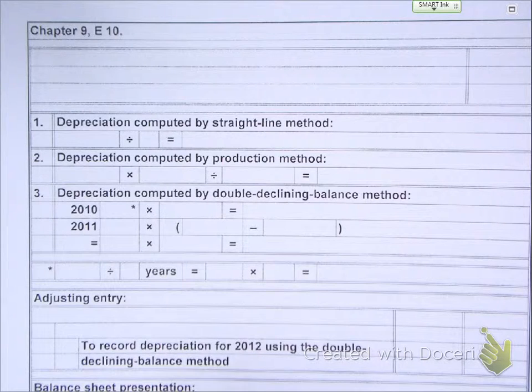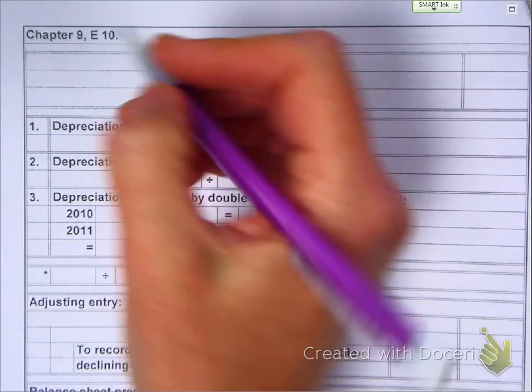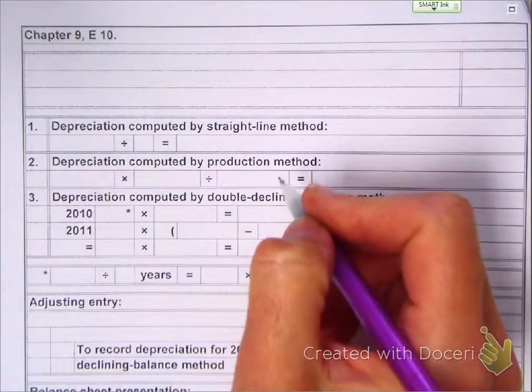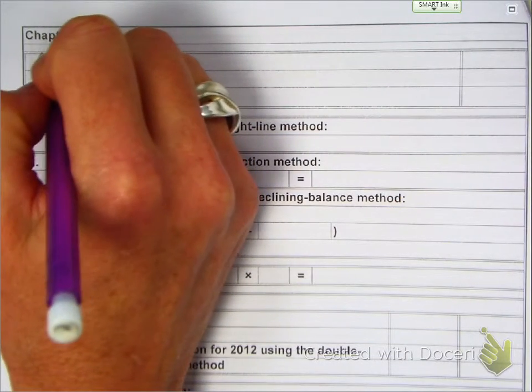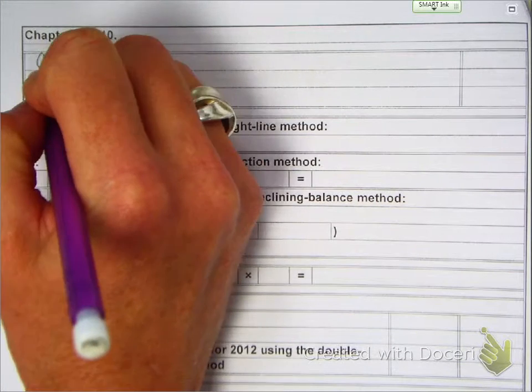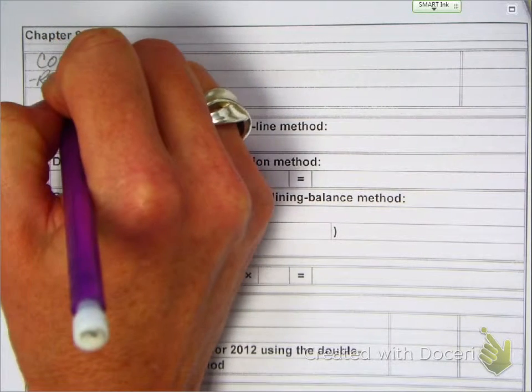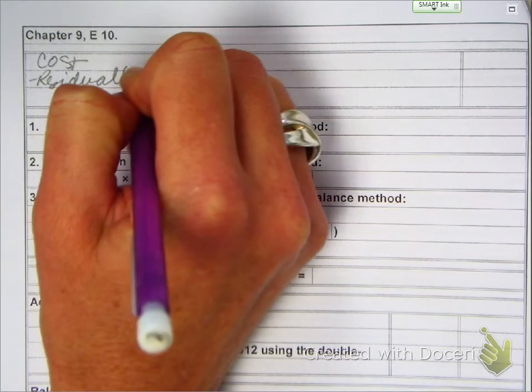We're going to compute the depreciation for the year 2012 under the straight line and production methods today, and then at a later point we'll use the double declining balance method. So first thing we're going to do is look at figuring out what our depreciable cost is. We're going to take the cost of our asset minus the residual value to calculate our depreciable cost.